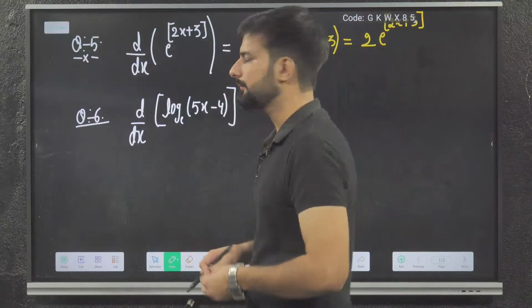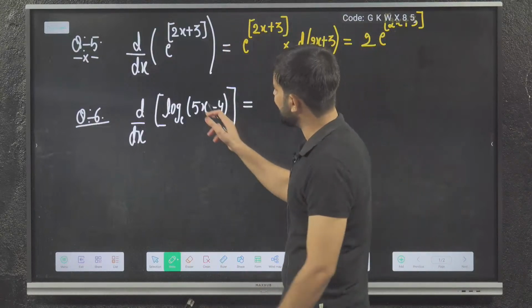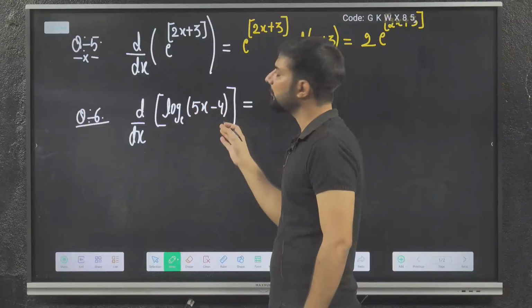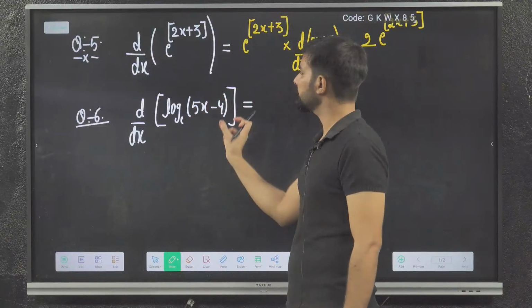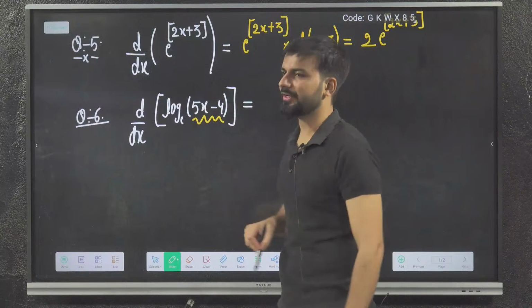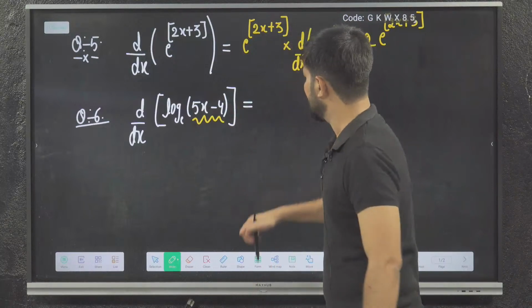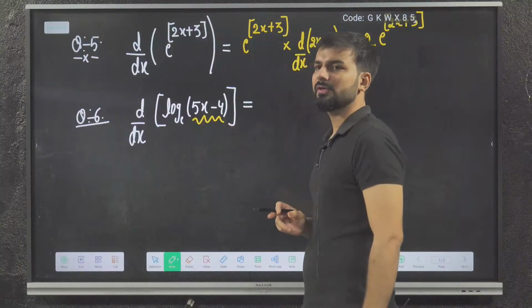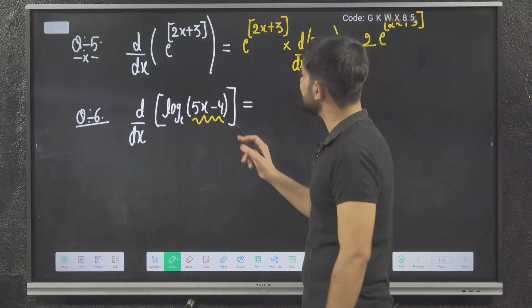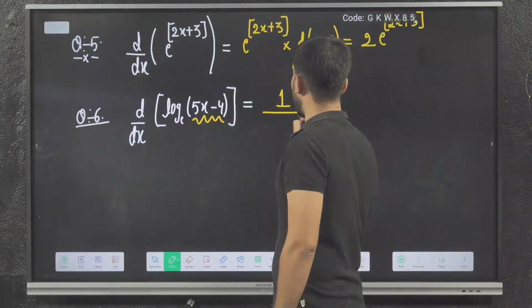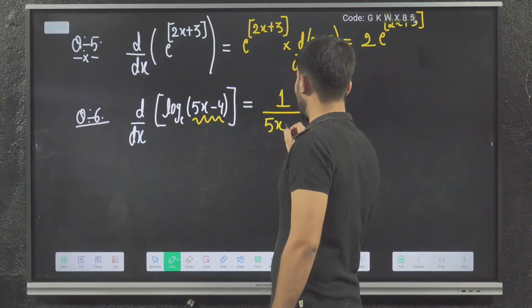Very good. So again, like sine and cos have an angle, this is the angle of log. What is the angle of the log this time? 5x minus 4. What was the original differentiation of log x? There the angle was x. What is the angle here? 5x minus 4. So what is the differentiation you will get? You will get 1 upon the whole angle in the denominator.